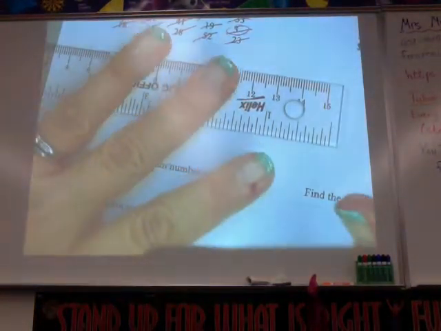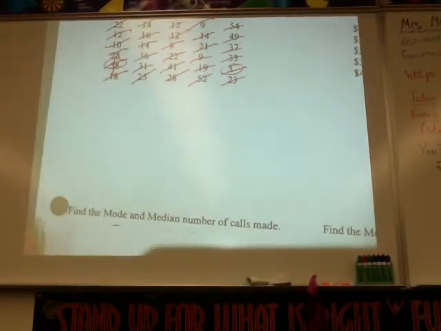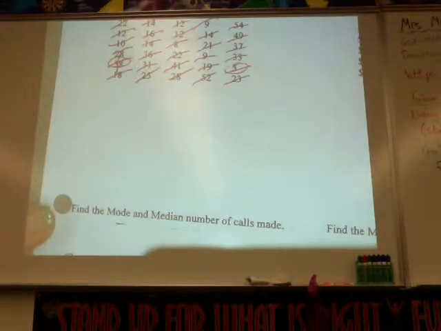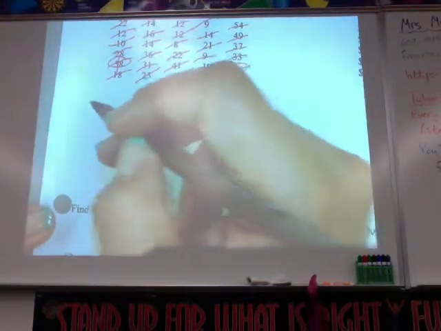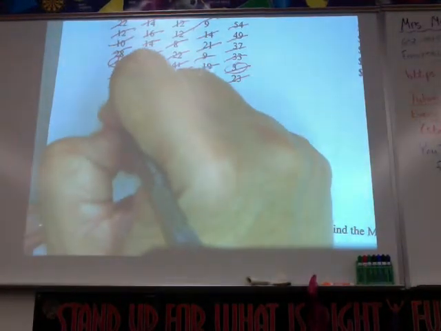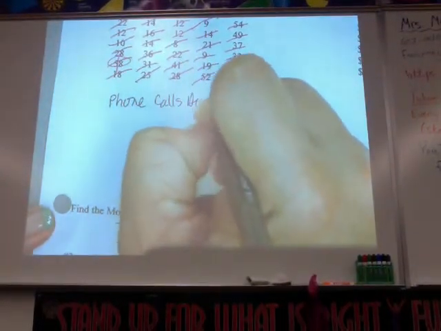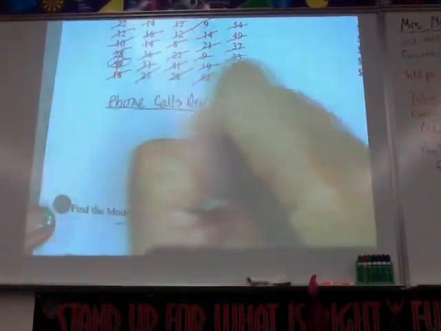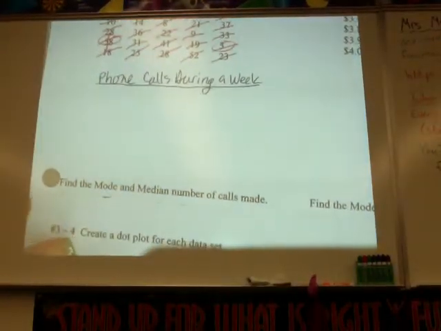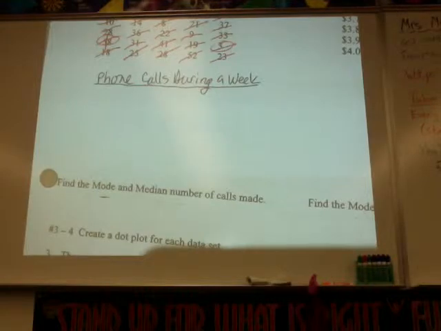Every graph that you do in this class has to have a title. What are we going to title this graph? What's that information? Phone calls of 30 executives, or phone calls during the week. We'll just say phone calls during the week. If we knew what week it was, we'd put that down. And you want to be as descriptive as possible. You don't want to just say phone calls, because it could be monthly phone calls. I don't know. It could be daily phone calls. But there are phone calls during a week.